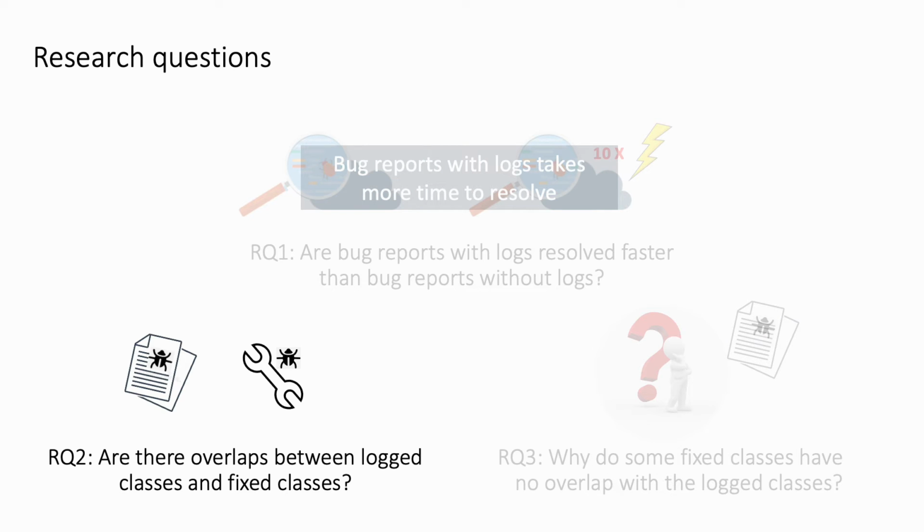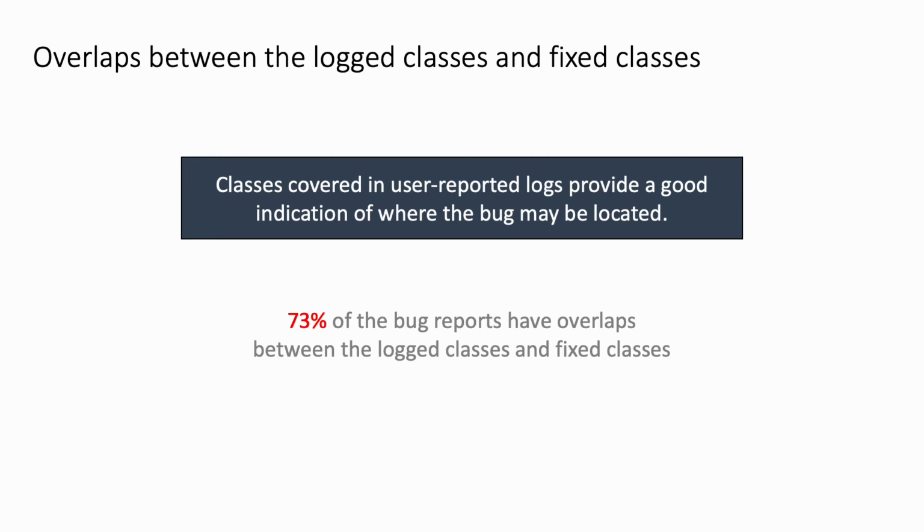Next, we take a look at research question 2. Are there overlaps between log classes and fixed classes? We find that classes covered in user-reported log provide a good indication of where the bug might be located.